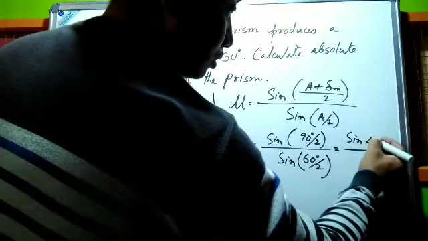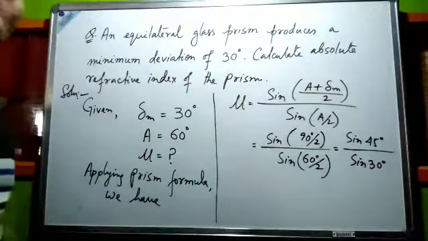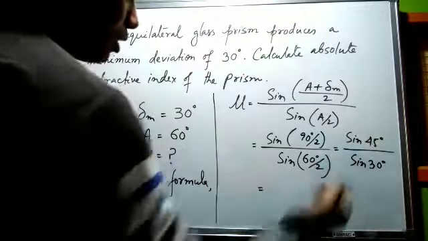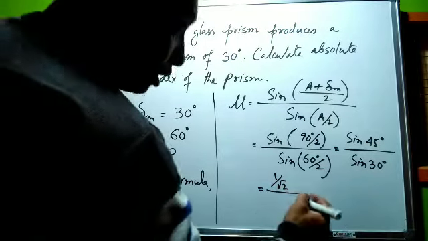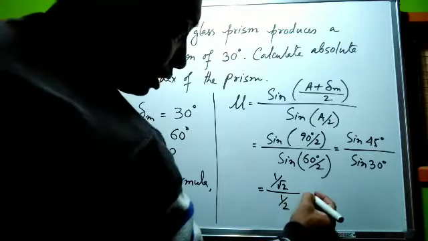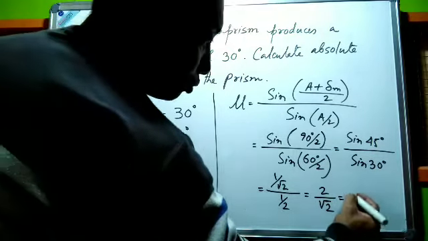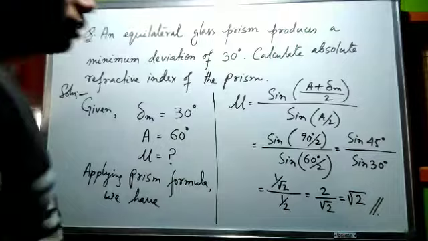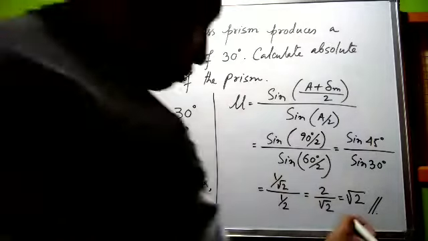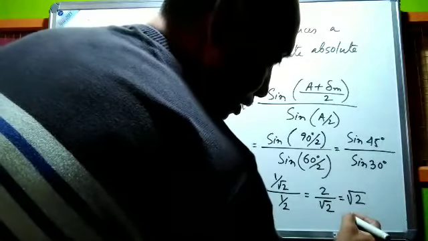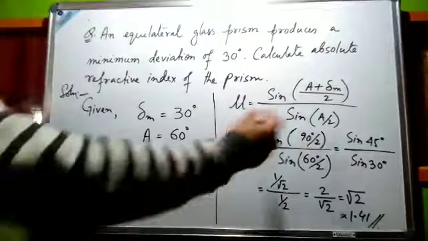So sine 45 degrees over sine 30 degrees. The value of sine 45 is 1 by root 2, and sine 30 is 1 by 2. So that is 2 divided by root 2, which is root 2. So the absolute refractive index of the material of the prism is root 2, approximately 1.41. Write this in the answer, with the period.